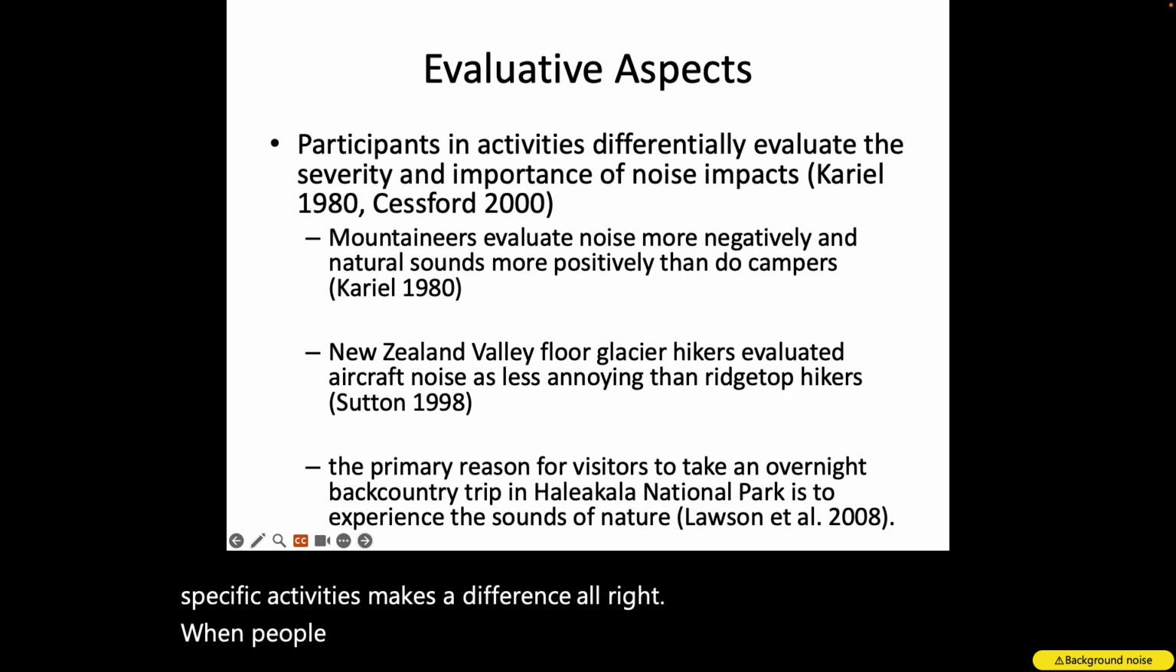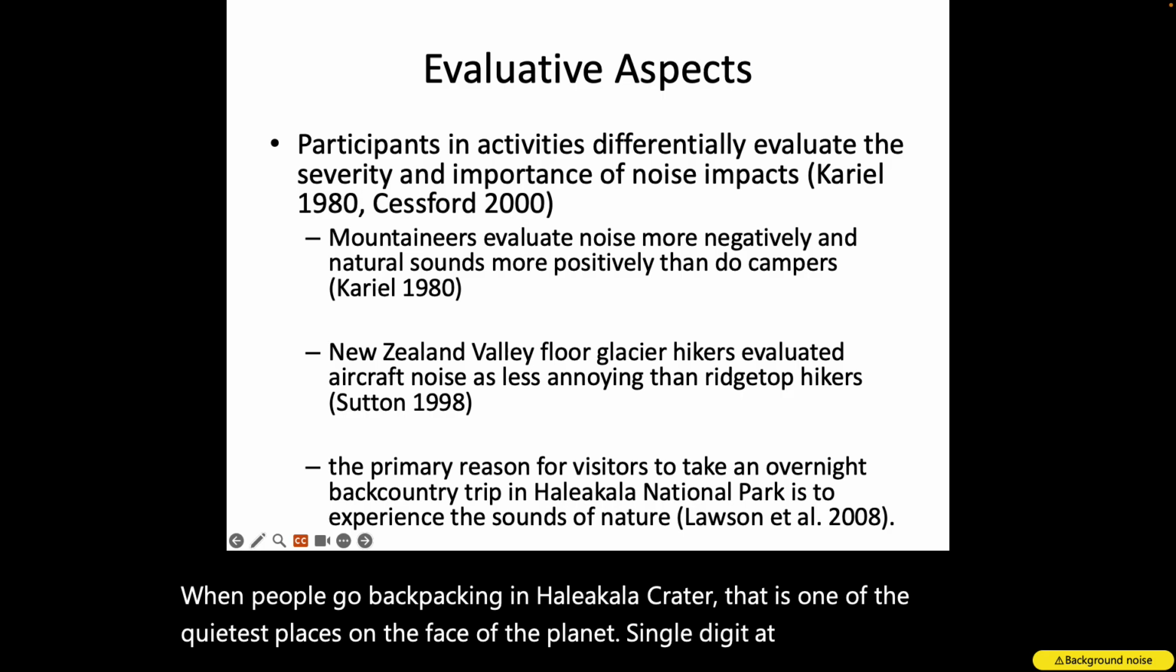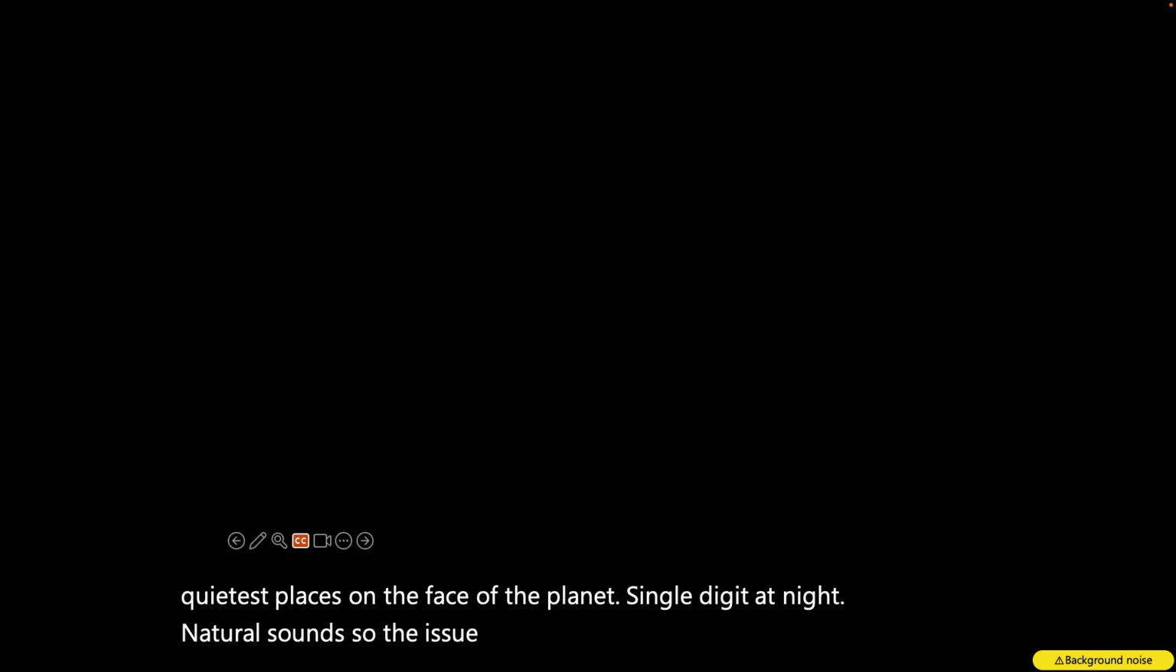When people go backpacking in Haleakala Crater, that is one of the quietest places on the face of the planet. Single digit at night natural sounds. So the issue at Haleakala Crater looks something like this acoustically. You have a 10,000 foot volcano. So 2 miles high, pretty tall. And then 2,000 to 3,000 feet below the crater rim, we have the crater floor. And this is a wilderness.